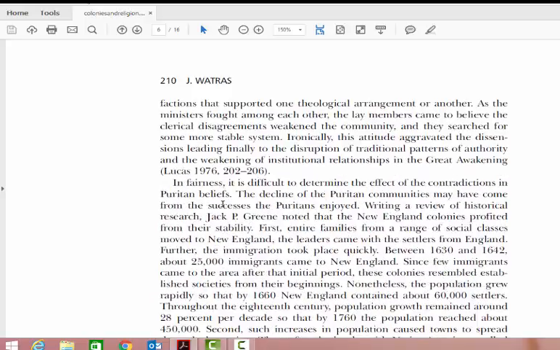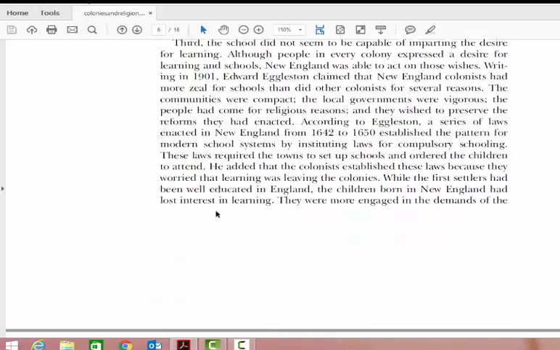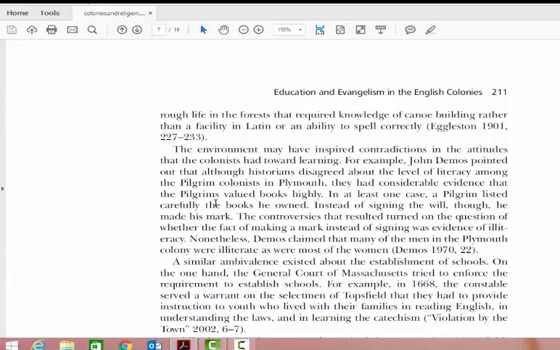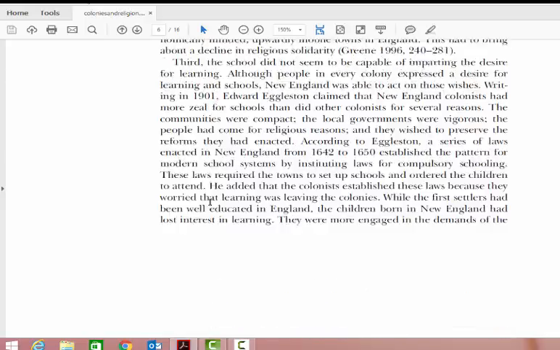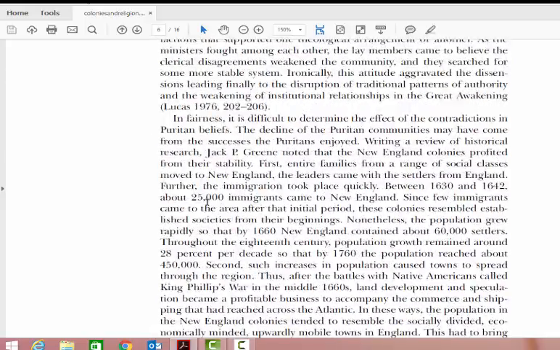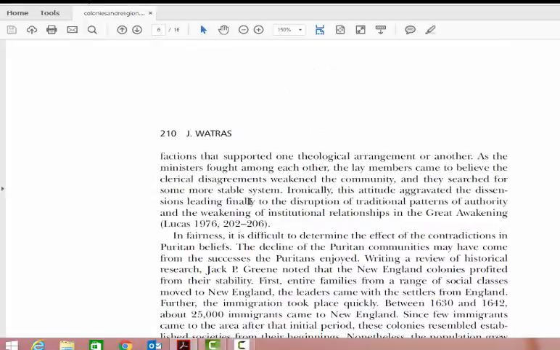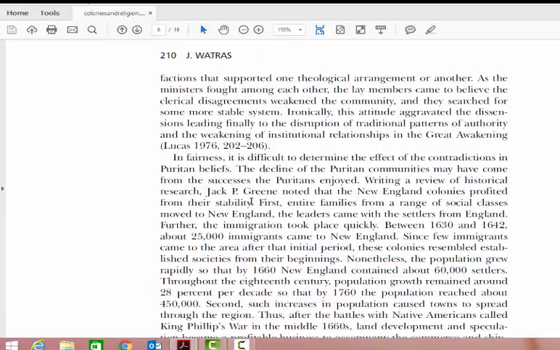Let's see if I can get on the right page. It's page 211. It says, all right, so I want to go back. I apologize.